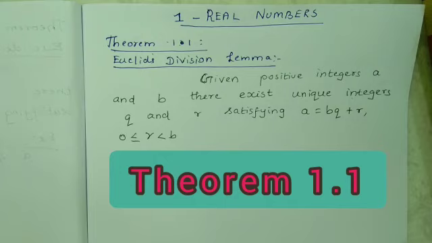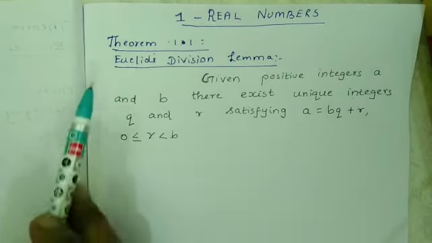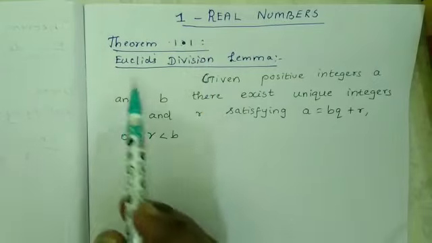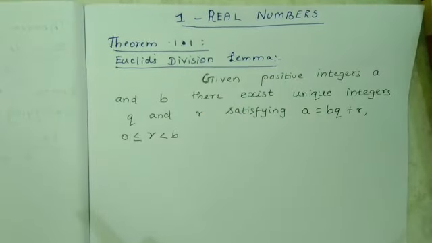Welcome to JoJo Maths 10th Standard CBSE Mathematics Chapter 1 Real Numbers. Theorem 1.1 Euclid's Division Lemma. Now we can see the statement of this lemma.